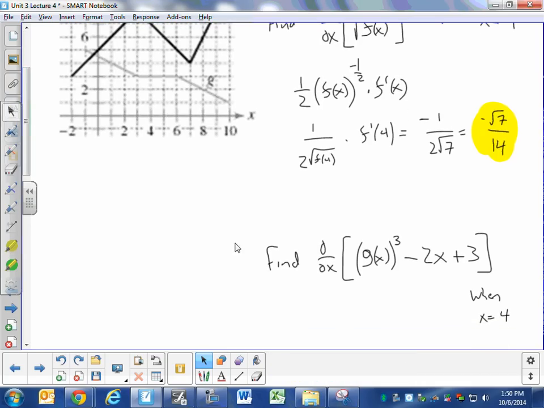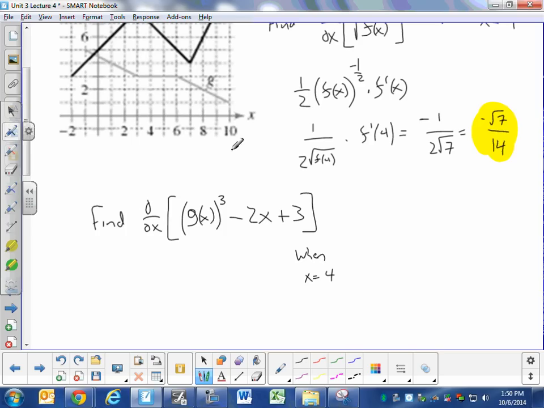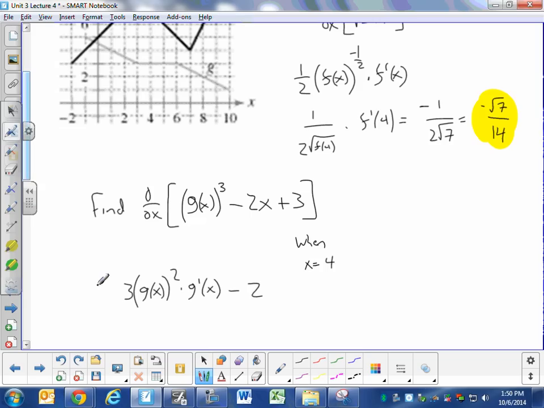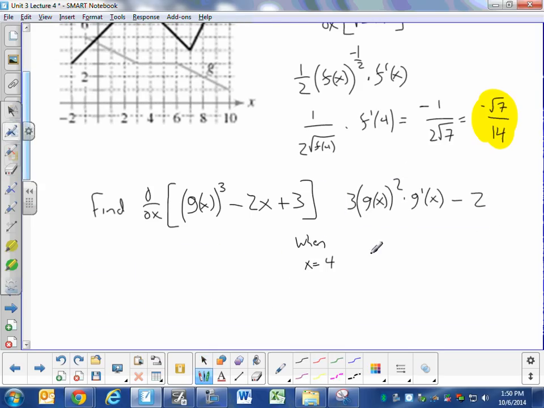And let's look at this. Find the derivative of g of x cubed minus 2x plus 3. This g of x cubed, we have to use the chain rule. It's not 3 g of x squared only. It's the derivative of the outside, which would be 3 g of x squared, times the derivative of the inside. Then I would have the derivative of 2x, which is minus 2, and then I'd have to figure out what this stuff is at 4. So 3 times g of 4 squared times g prime of 4 minus 2.